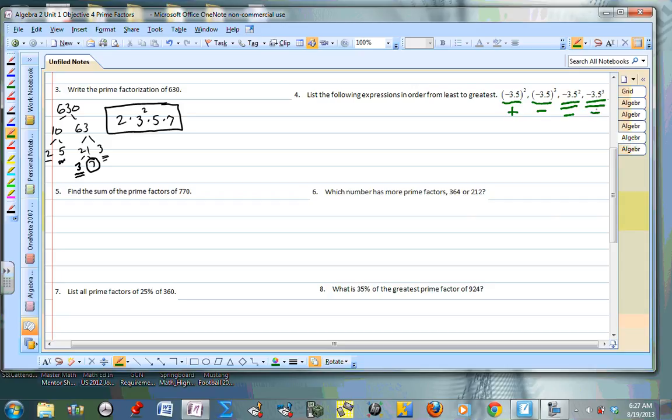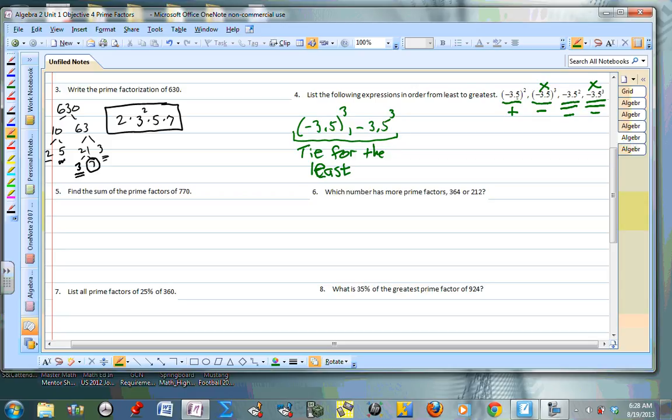So listing these in order from least to greatest, there's a tie for the least. Negative 3.5 cubed, I'm sorry, and negative 3.5 cubed. Let's make a note here. This is a tie for the least. Okay. Now, that guy's done. This guy's done.